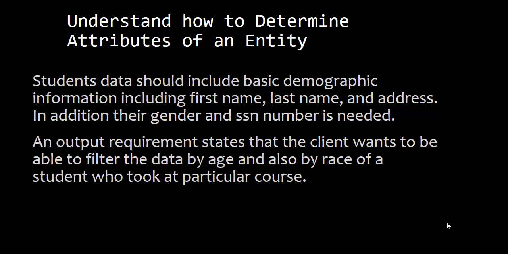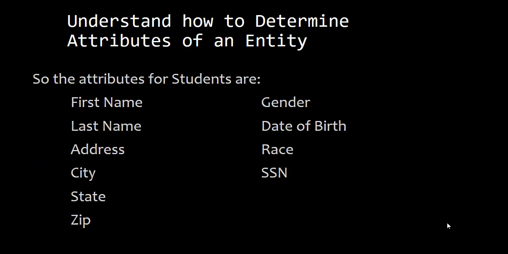Something similar to this: the student data must include basic demographic information, including first name, last name, and address. In addition, their gender and social security number is needed. An output requirement states that the client wants to be able to filter that data by age and also by race of a student who took a particular course. Once again, some kind of an example I just spoke about. So with that kind of information, what will our attributes be? Well, for students, we can probably determine that this might be our set of attributes: first name, last name, address, city, state, zip, gender, date of birth, race, and social security number.